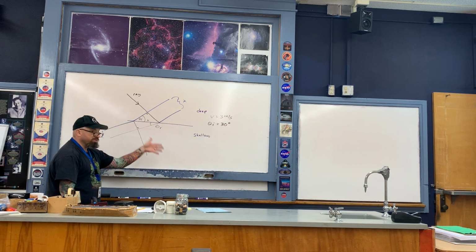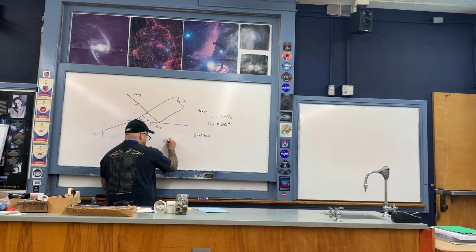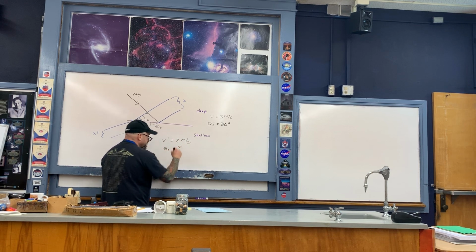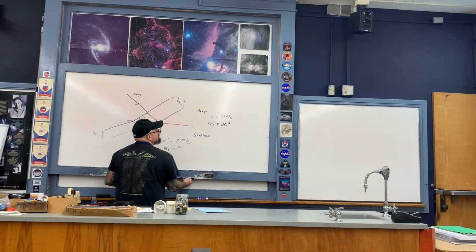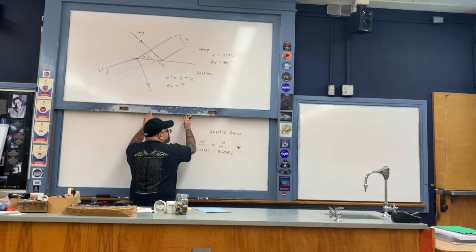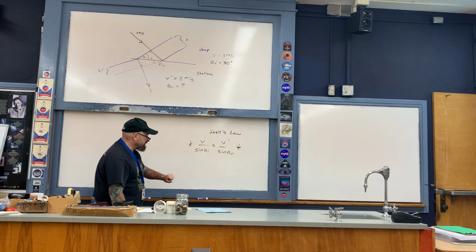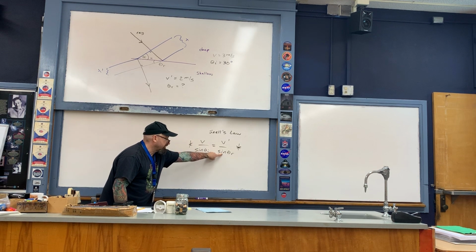Okay, and then the waves slow down to 2 meters per second, so that's V prime, like so. And then what we're asked to find very simply is the value of the refracted angle. So I'm going to go ahead and use Snell's Law, of course, in order to find the refracted angle. Let's do some cross multiplying with Snell's Law and solve it for sine theta refracted.